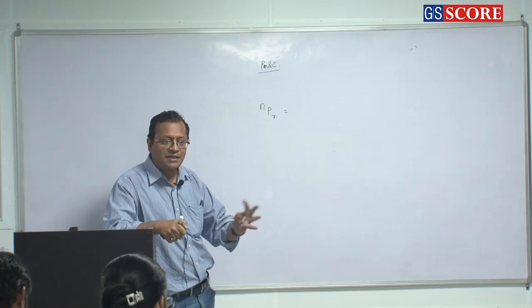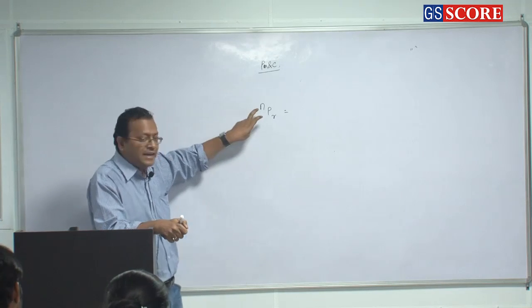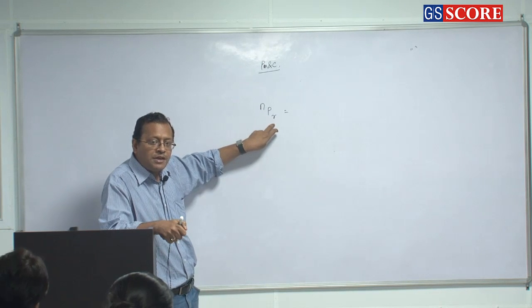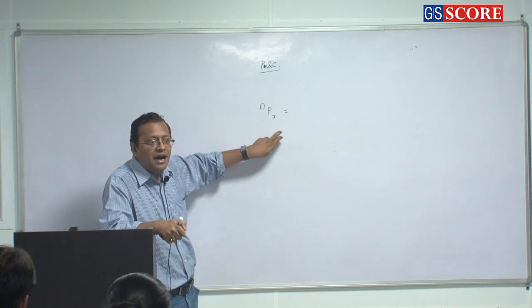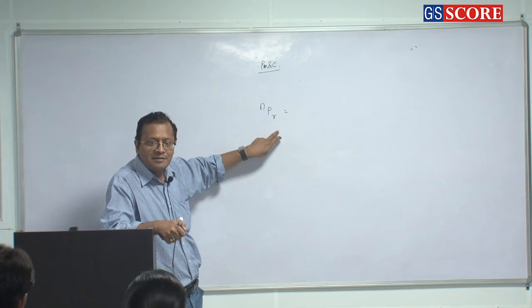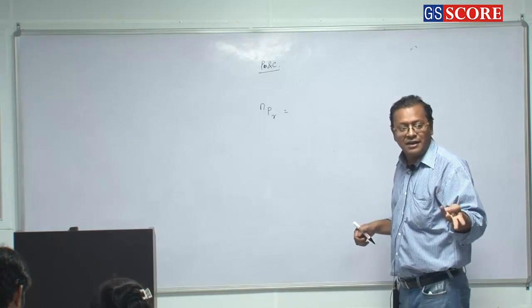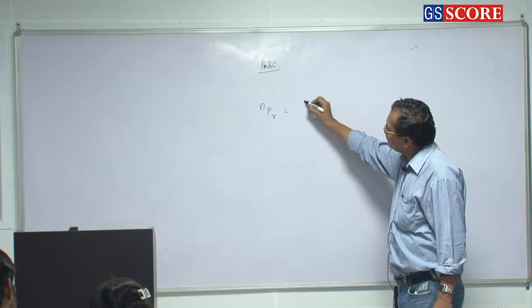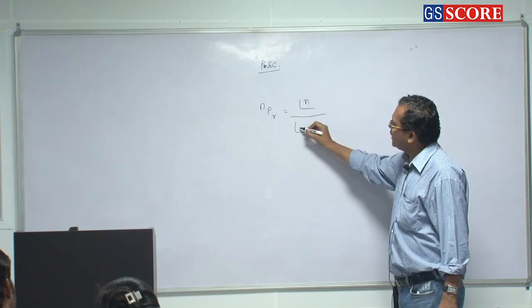Combination is also known as selections. When I say nPr, I mean the number of ways of arranging n things taken r at a time. So nPr is given by factorial n upon factorial n minus r.